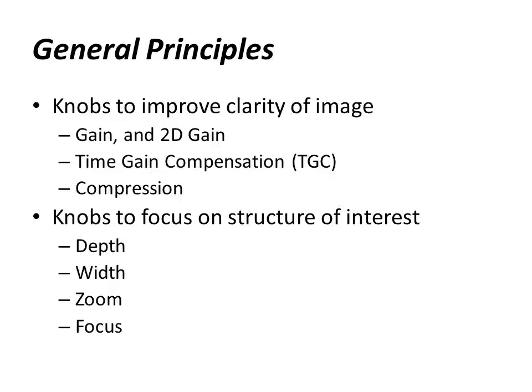Talking about knobs to improve clarity, we are talking about gain, or 2D gain as we like to call it. There is something called time gain compensation, which we'll have a quick look at. Compression is another way to improve the clarity of the image, but that's not something we would talk to you about. It's a relatively advanced concept, and the machines that you are going to be working on should either not give you an option to change the compression, or even if they do, then you shouldn't be changing it. Then there are other knobs which focus on the structure of interest, which help you decide what to see and in some ways what to avoid.